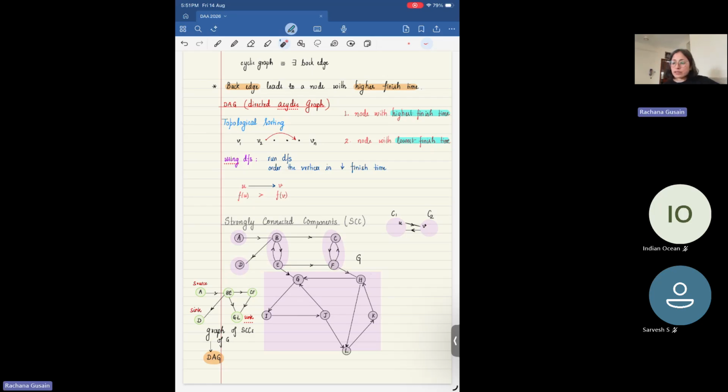So what will happen is I'll start from a source vertex. Let's say the first vertex is a source vertex S. So I start exploring this, and whatever nodes are reachable from S, all of those nodes we will assign a finish time which is smaller than that of S. So when I come back to S, this source node will get the highest finish time.